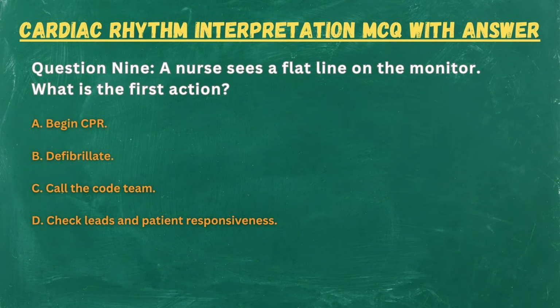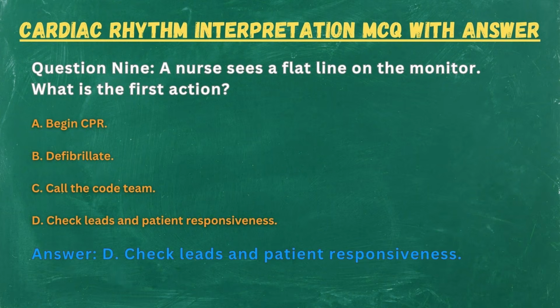Question 9. A nurse sees a flat line on the monitor. What is the first action? A. Begin CPR. B. Defibrillate. C. Call the code team. D. Check leads and patient responsiveness. Answer: D. Check leads and patient responsiveness.